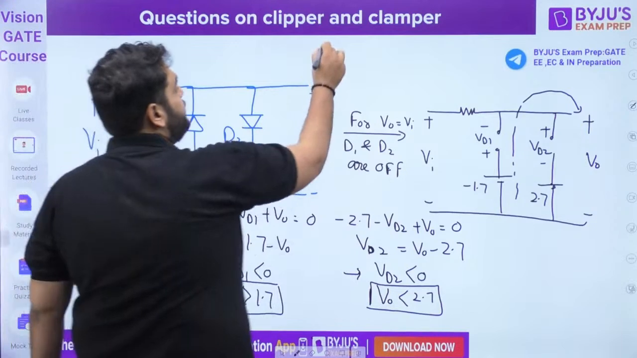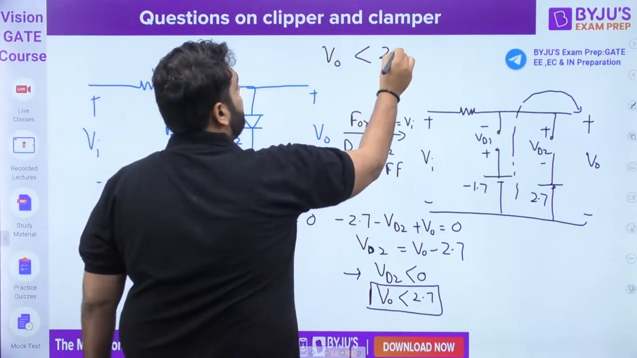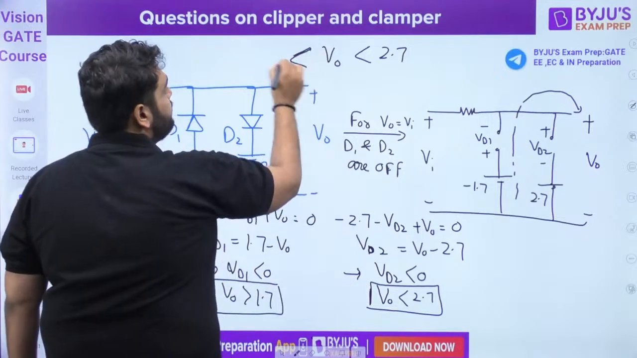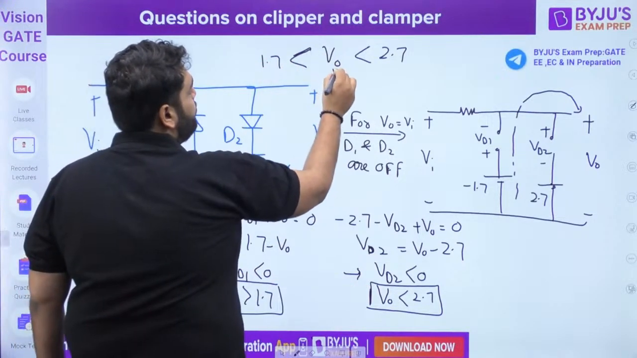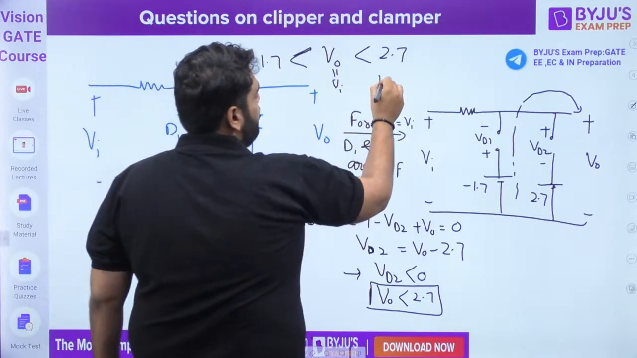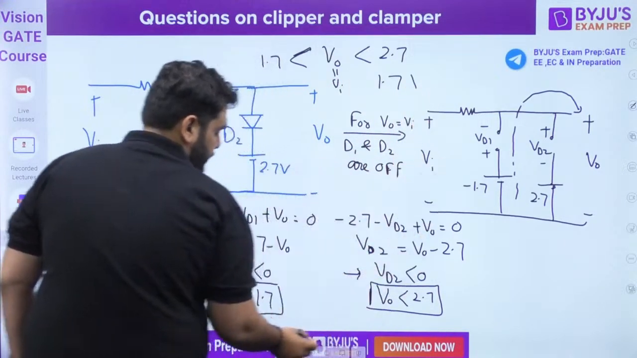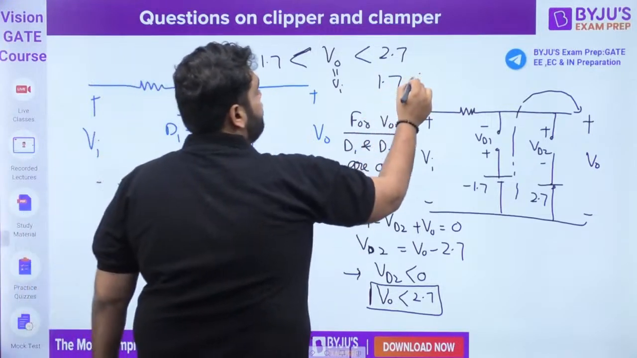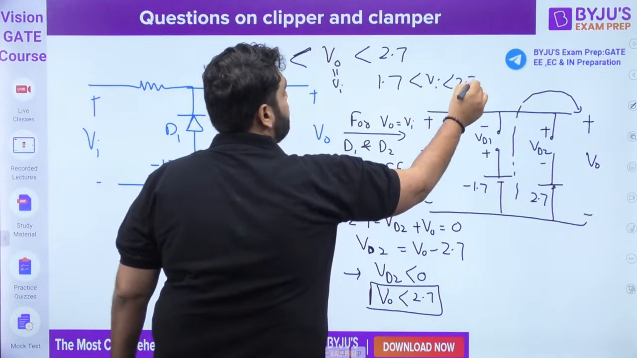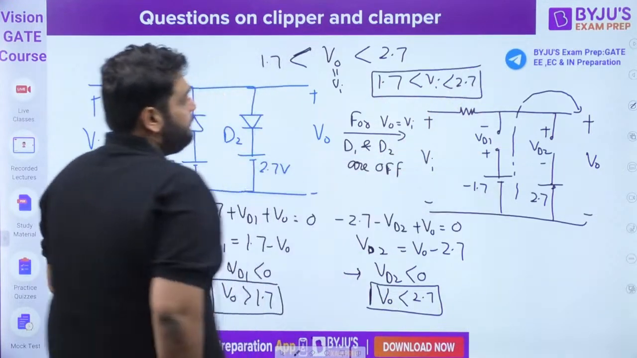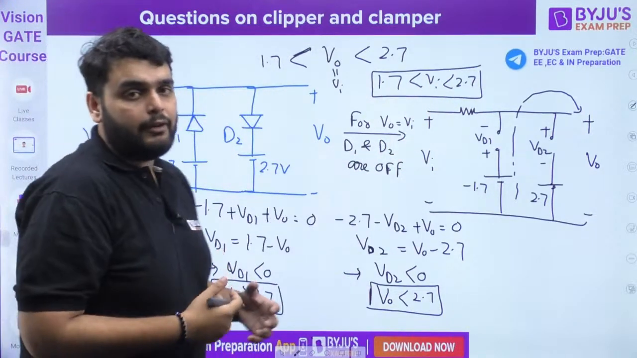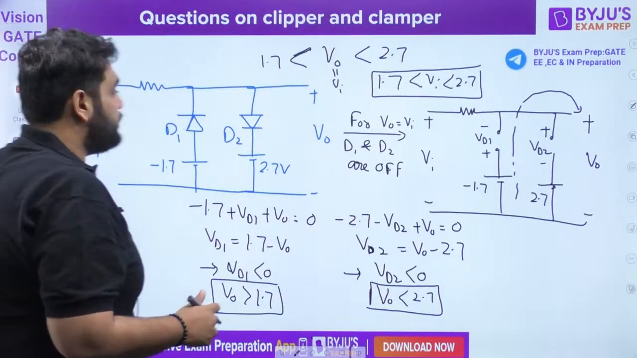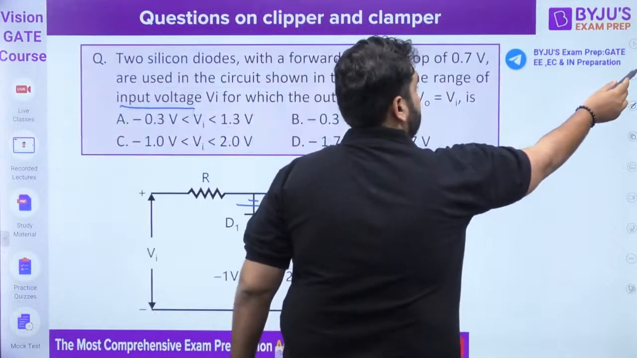So finally, if you interlink both of these regions, you will find out the output voltage. And what is the output voltage? Output voltage is nothing but equal to the input voltage. So the input voltage will be between the range of 1.7 and 2.7. If the voltage is in this range, you can see output voltage will be the input voltage.